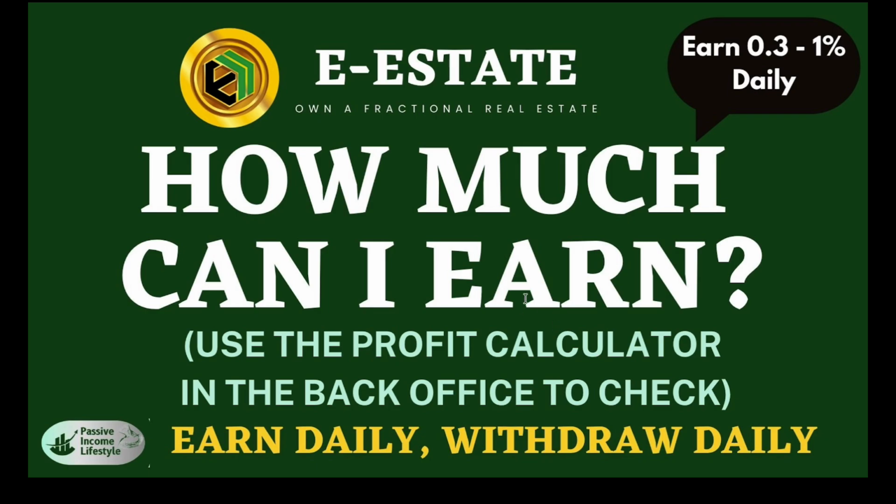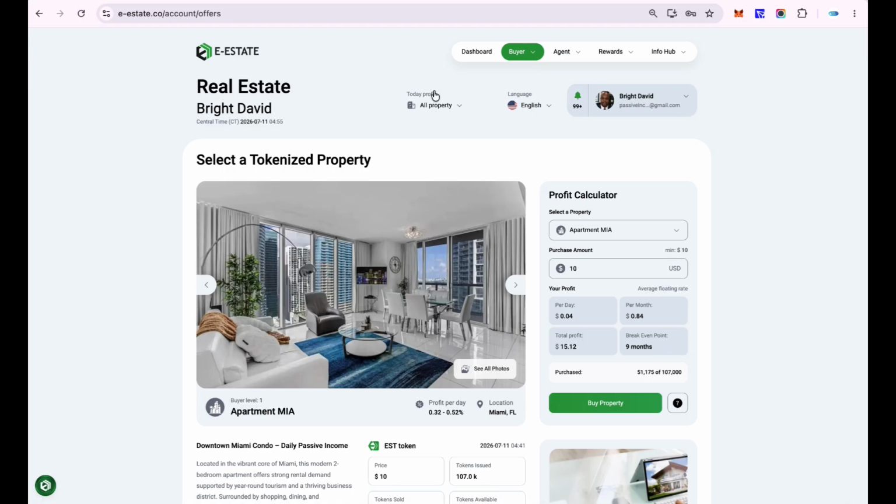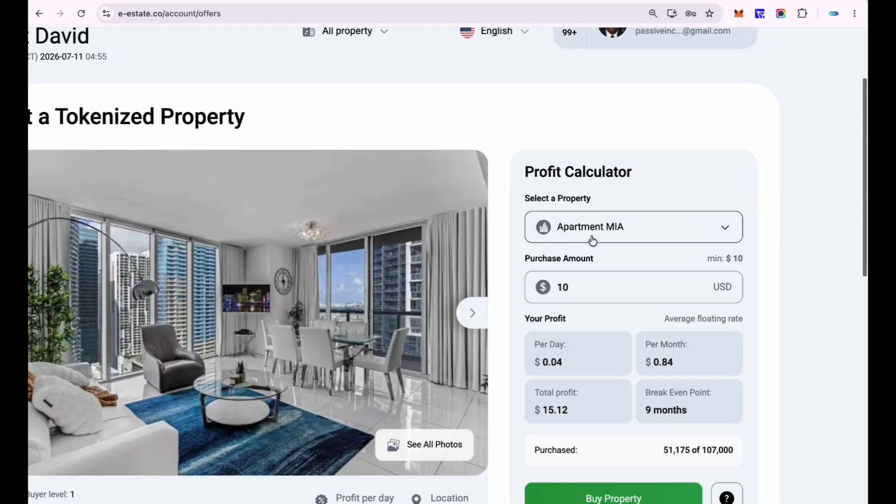Now, the next question is, how can I locate the profit calculator in the back office? Let me show you how to do that. When you're logging into your account, go to the Buyer tab, click on it and select where it says Real Estate. This page you are looking at just now will open, and you will see the Profit Calculator here.